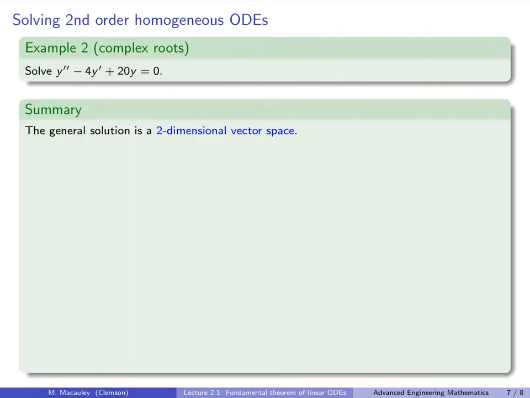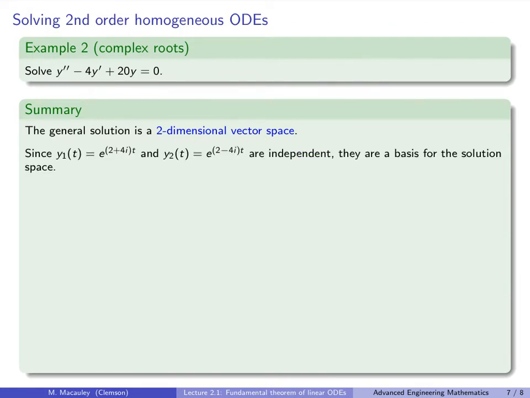So far, we know that the general solution to this ODE is a two-dimensional vector space. And we found two solutions. y1 is e to the 2 plus 4i t, and y2 is e to the 2 minus 4i t. These are linearly independent, and therefore they are a basis for the solution space, because we know any basis has size 2. This is two-dimensional.